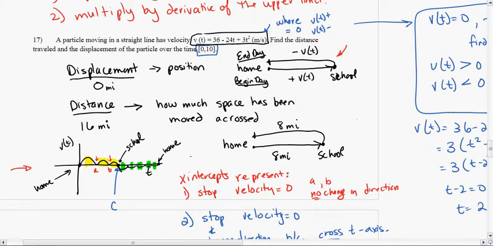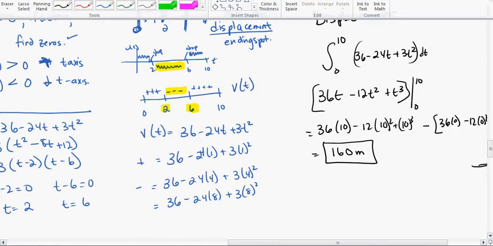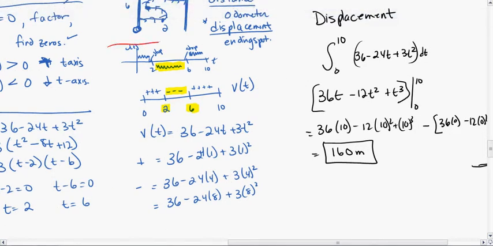Let's take a look at the second part of number 17, where we have to figure out what the distance is. In the last video, we looked at displacement of the particle. In displacement, computing the integral from 0 to 10 takes care of this business here, where between 2 and 6, the area is a negative signed area because the function dips below the x-axis between 2 and 6.